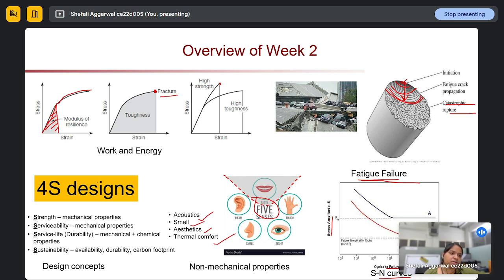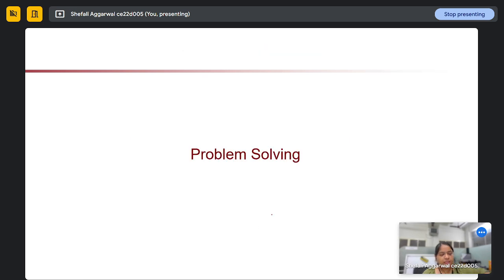Last thing is the design concepts which we need to keep in mind. That is the 4S design: strength, serviceability, service life, or what we say durability, and sustainability. Based on these 4S, we'll be going ahead and doing our design. So this is an overview of what you might have studied this week too. Anybody have any doubt, you can ask me now. Otherwise, we will go to the question and answer session for today.